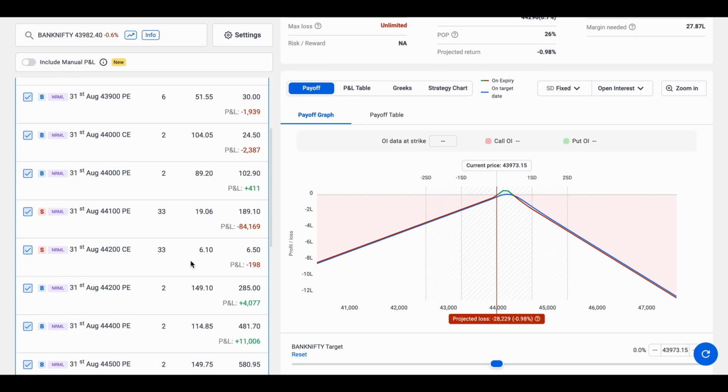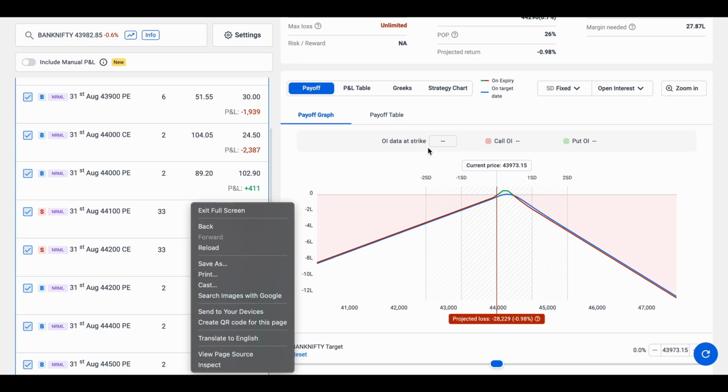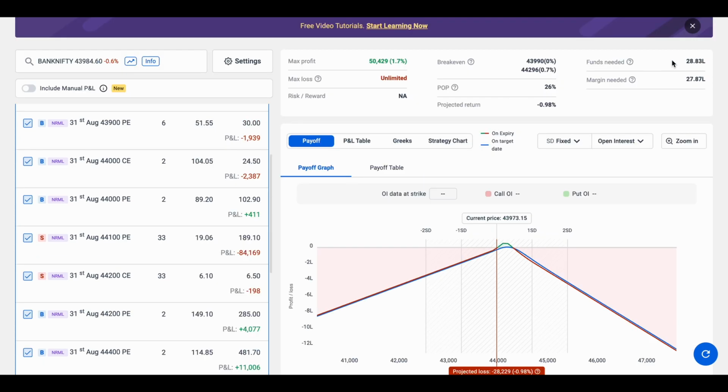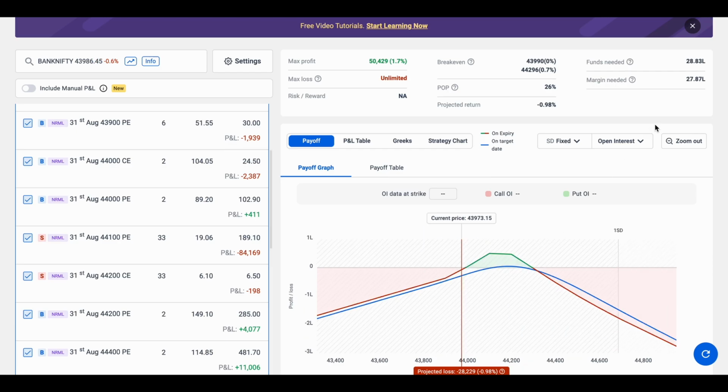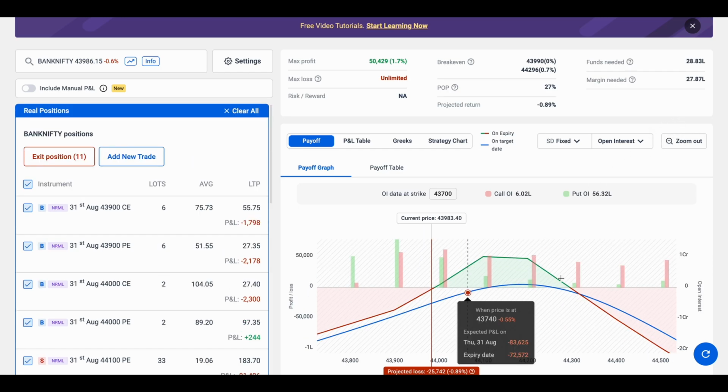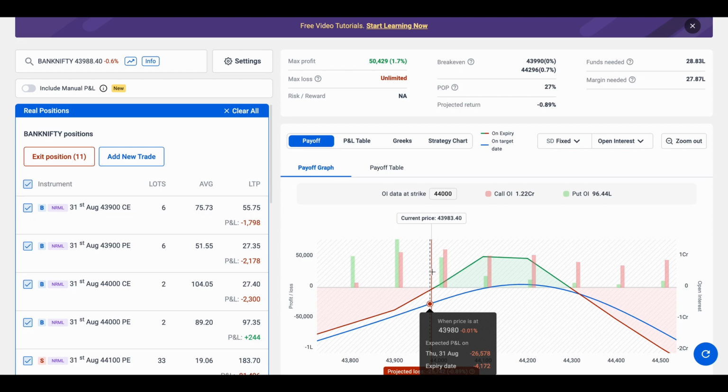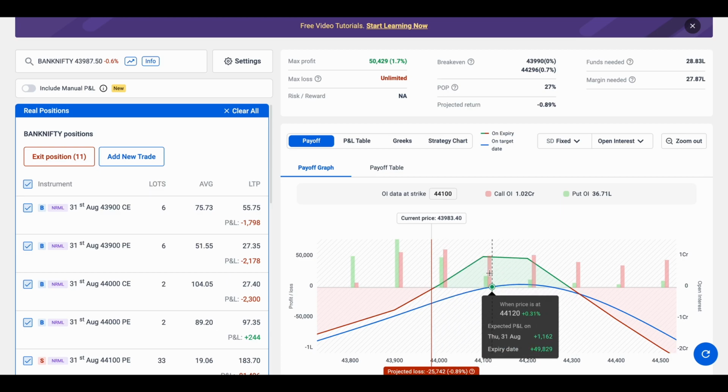After the execution, this is how my payoff chart will look like. Around 28 lakh or 29 lakh rupees is the fund I actually needed, and 50,000 rupees is the maximum profit for me. Let's zoom in to see it. Currently the market is around here. So if the market closes here, I'm around 4,000 rupees loss. If it is anywhere here, I'm around 50,000 rupees profit. So let's see if the market recovers or not.